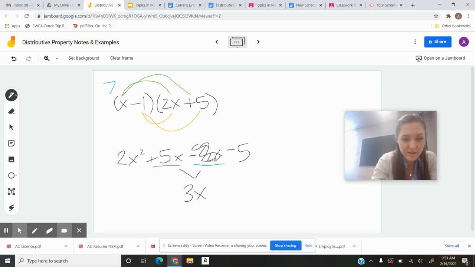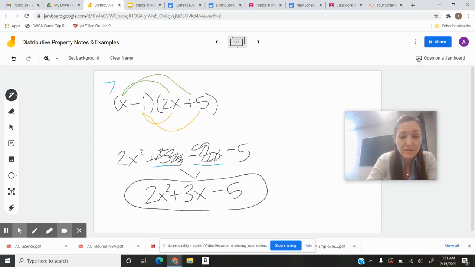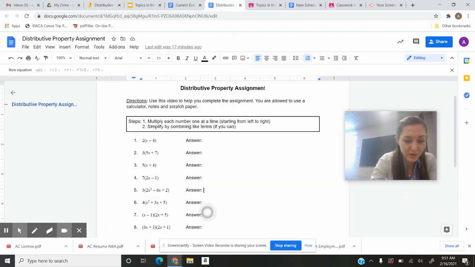And now I'm just going to copy down the remaining parts of my equation. And I'm just going to cross these off because I'm a visual person, and I feel like that helps me out. So I still have a negative 5 on this side, and I still have a 2x squared on this side. So your answer for number 7, now that we've simplified by combining like terms, is 2x squared plus 3x minus 5. And that was for number 7 on your distributive property assignment.